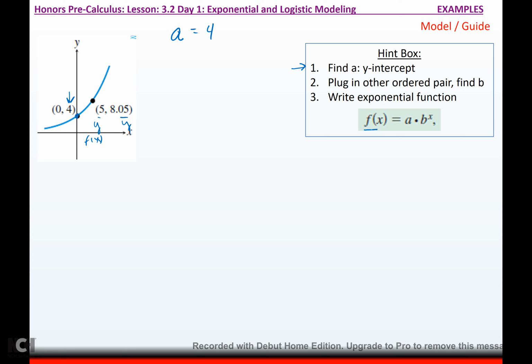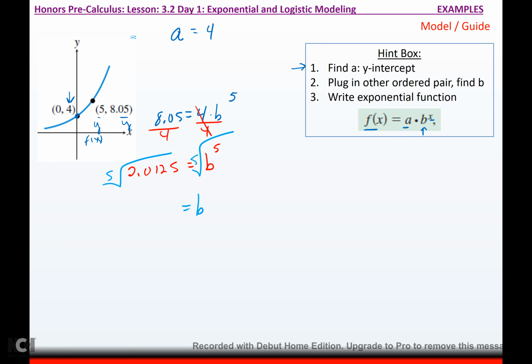If I plug in that y, that a, and that x, I can solve it for b. So if I change y to 8.05 equals a, which is 4, times b to the x, which is 5. So now to solve this, I need to get b alone. So I've got to isolate it, which means I'm going to divide by 4. And I get b to the 5th equals 8.05 divided by 4 is 2.0125. Now we have to take the fifth root of both sides. That's going to give me b.